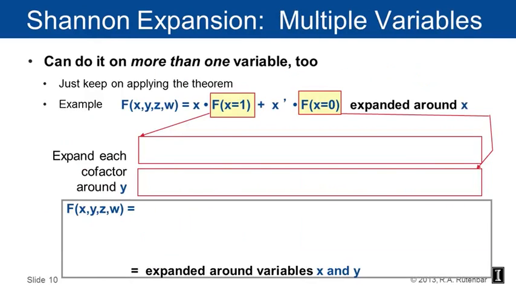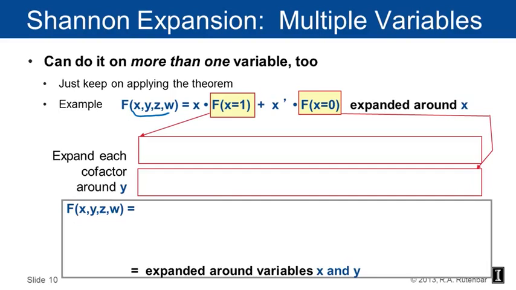Now, obviously, you can do this on more than one variable, and in fact, we're going to want to do this on more than one variable. So suppose I now have a function that's got, let's say, 4 variables, x, y, z, w, and I've already done the Shannon expansion around x, right? So this is x and f of x equals 1 plus x bar and f of x equals 0. Each of those things in the yellow box is just a function. There's nothing particularly interesting happening there.